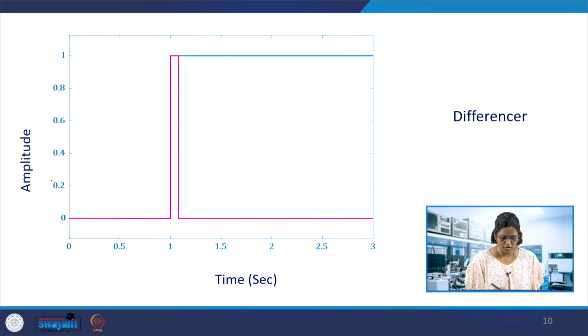To demonstrate the characteristics, we had this amplitude. We had taken this step input, and then given the one sample difference, you can get the impulse from the differencer. This is what is shown. This is x of n, and this is y of n. If you give a step, it would be an impulse at the differencer output.